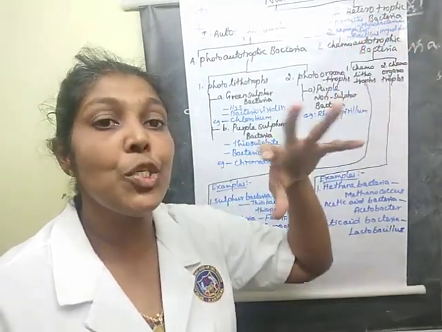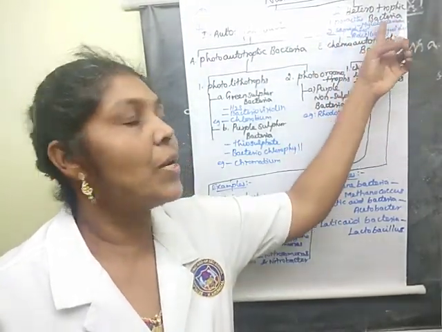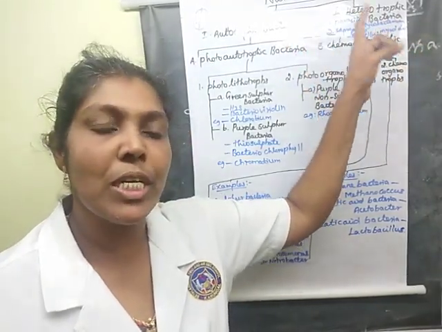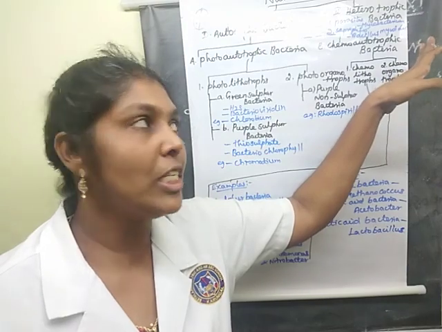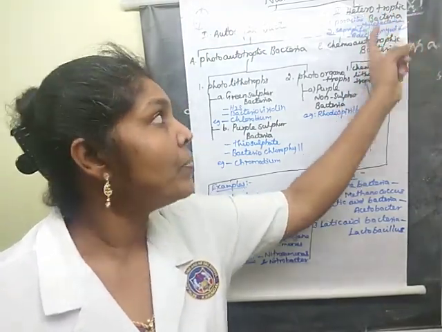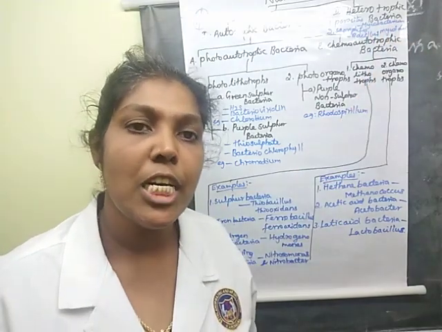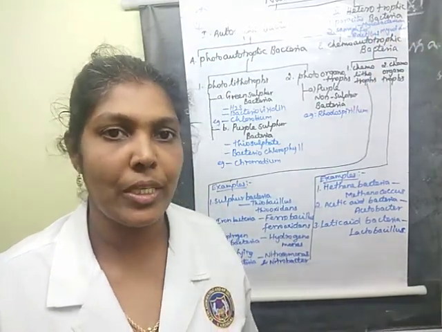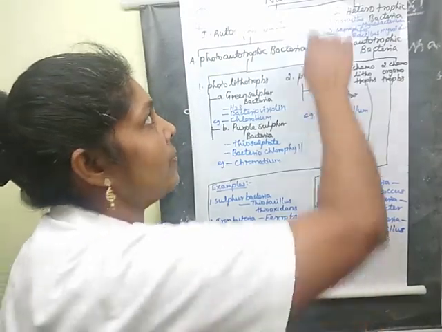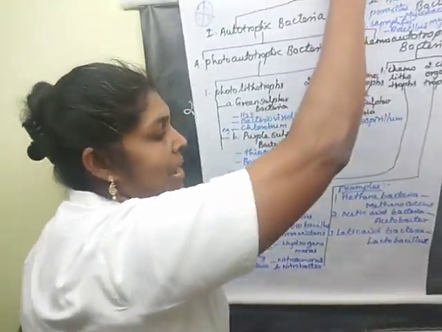Sometimes they will ask a 2-mark question: write a note on heterotrophic bacteria. So you have to write the types mentioned in the heterotrophic mode of nutrition, as well as the bacterial species names. Clear, children? Say yes or no? Yes.